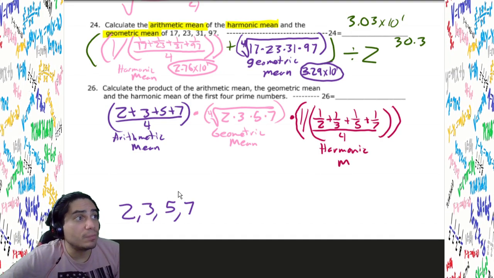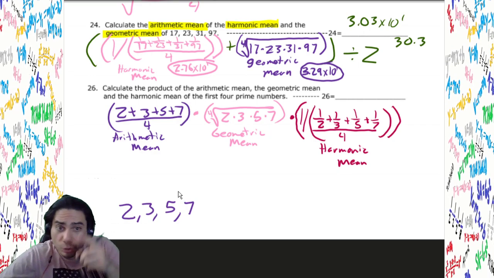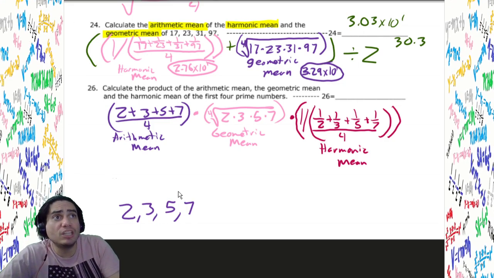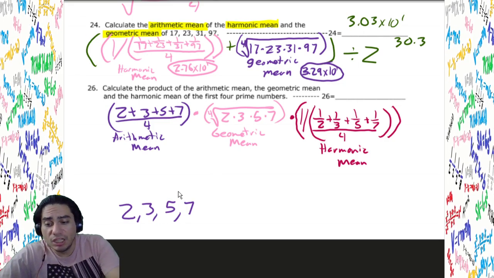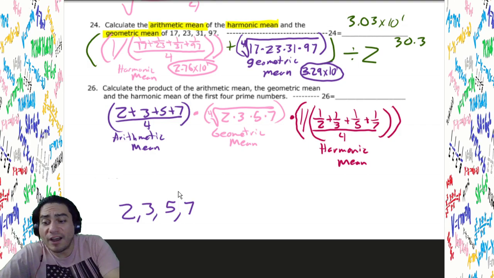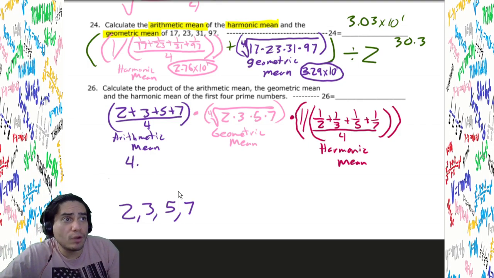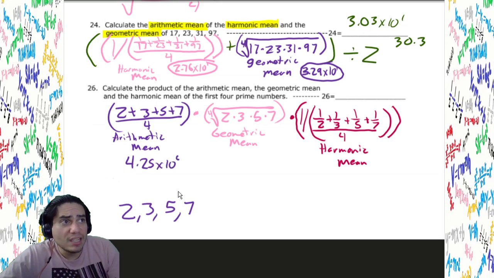This is an intense problem, ladies and gentlemen. This makes sure you really know what you're doing. So let's figure out these numbers. And remember, we're going to multiply them all at the end. So our arithmetic mean is 2 enter, 3 plus, 5 plus, 7 plus, 4 divide. So my arithmetic mean is roughly 4.25 times 10 to the 0.